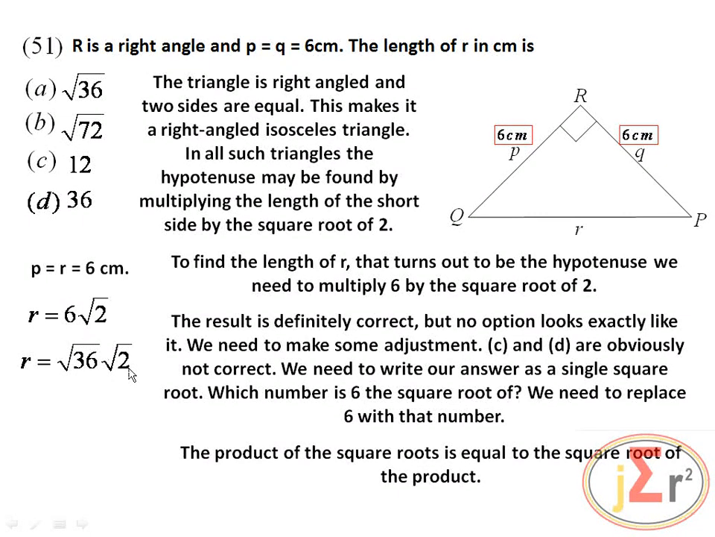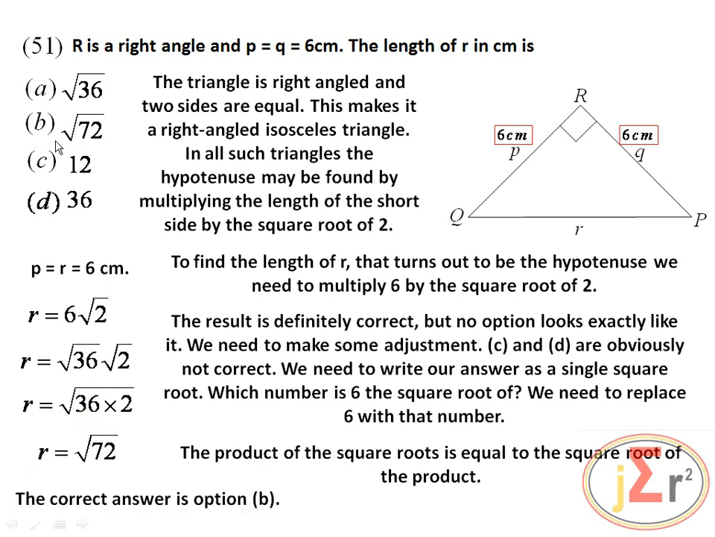We are using another rule. The product of the square roots is equal to the square root of the product. We have a product of square roots that is equal to the square root of the product. So that is equal to the square root of 36 multiplied by 2. 36 multiplied by 2 is equal to 72. So it is the square root of 72. Option B is correct. So the correct answer is option B, the square root of 72.